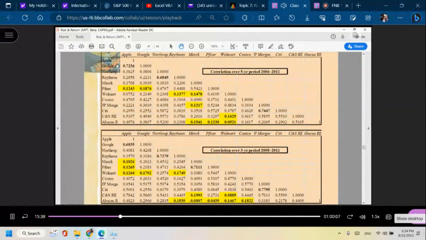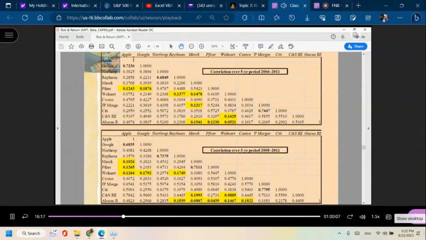But then look at this, Google and Apple, the correlation between Apple and Google, and they are in the same industry. I mean, not exactly the same, but a related, similar industry, right? And as expected, if you are in the same industry, what would the correlation be? The correlation would be relatively high, right? One is the perfect correlation, and negative one is perfectly opposite, or perfectly inverse correlation, right?